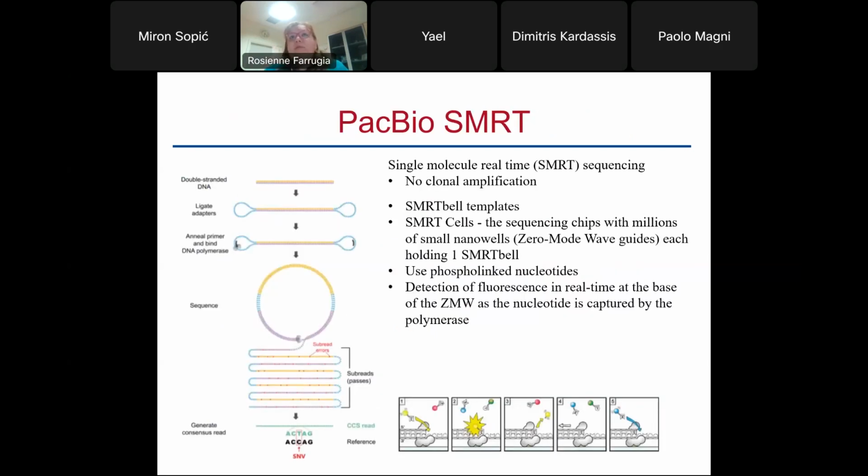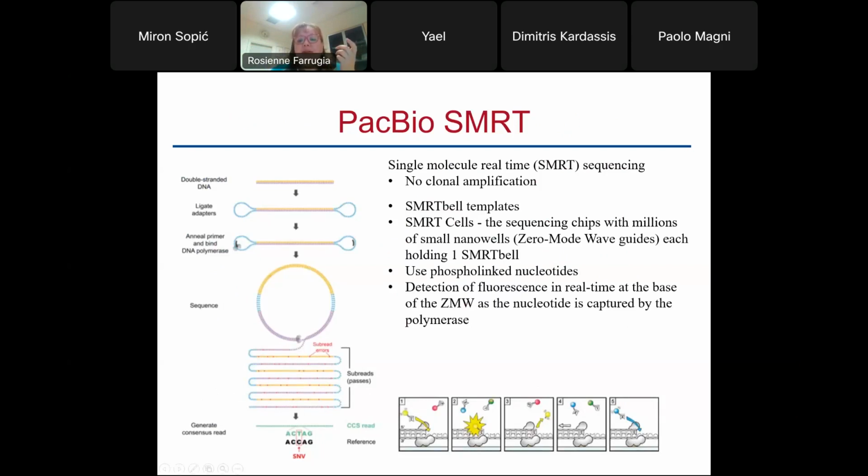PacBio SMRT sequencing gives the same type of data, but uses a very different technology to do it. So DNA is fragmented again, even for ONT sequencing, we need to fragment DNA, but the fragments now are much larger. We get kilobases, if not megabases of DNA fragment. There is again no clonal amplification, so any base modifications are retained. And there are adapters which are ligated to the fragments that we generate.